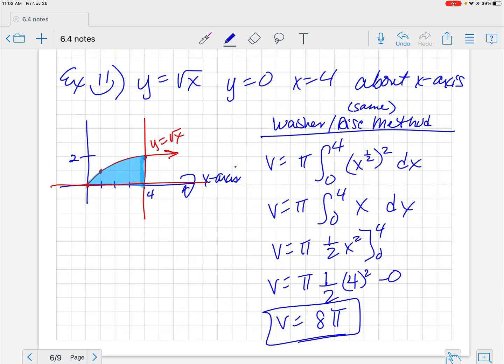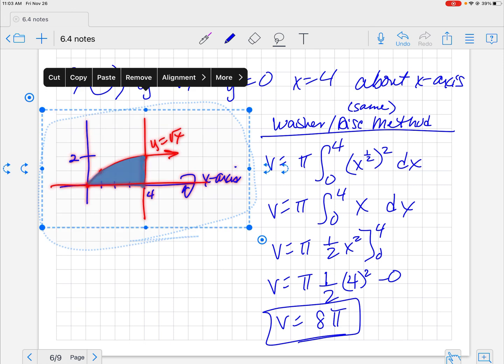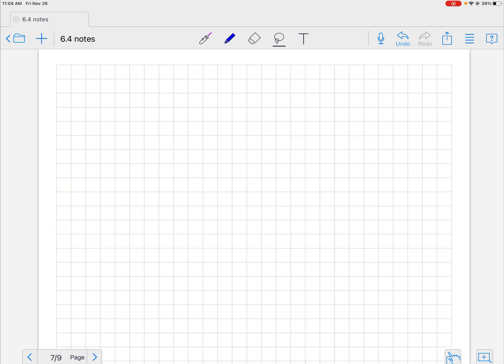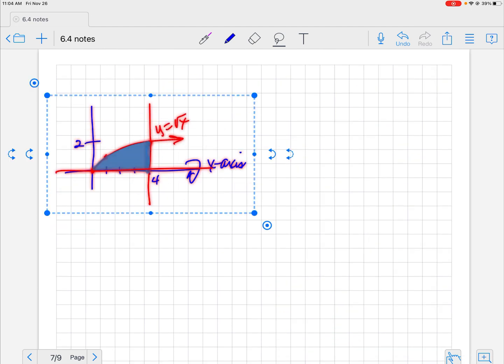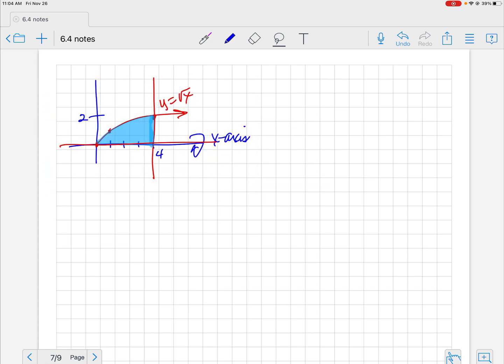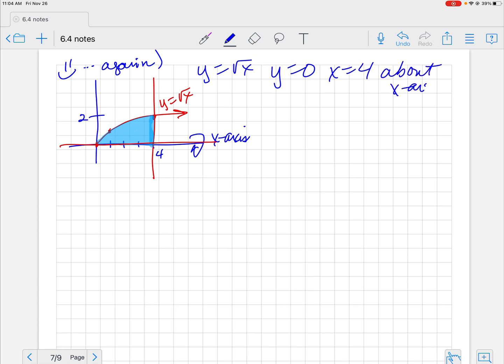Now, just for fun, I'm going to take this exact same graph, because I'm so digging my technology. I'm going to copy that and paste it over here again. But look at what we could do. What if here, I'm going to do smiley face again. What if we take this same square root of x, y equals 0, x equals 4, about the x-axis, and I want to do the shell method? Let's go purple.